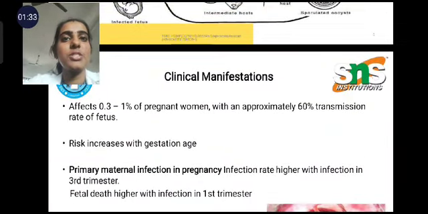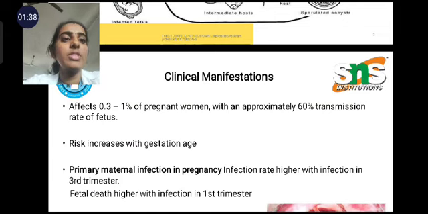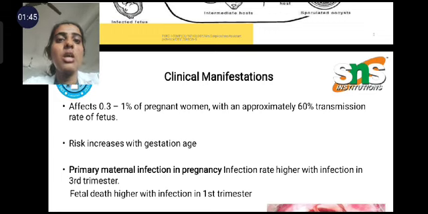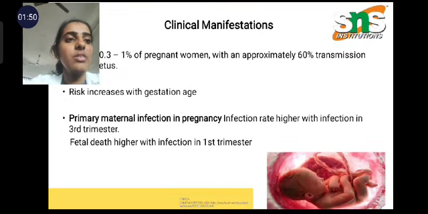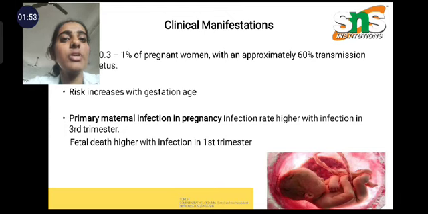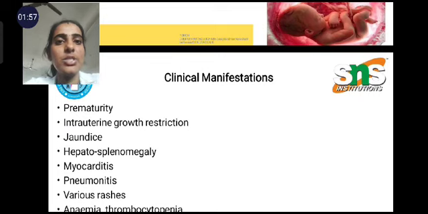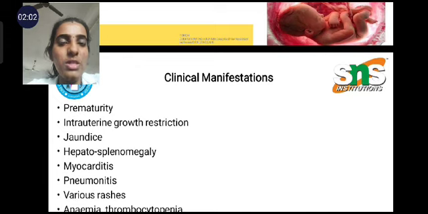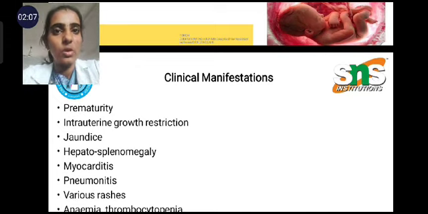The clinical manifestations: it affects 0.3 to 1% of pregnant women, with approximately 60% transmission rate to the fetus. Risk increases with gestational age. Primary maternal infection in pregnancy: infection rate is higher with infection in the third trimester, while fetal death is higher with infection in the first trimester. The clinical manifestations are premature baby and intrauterine growth restriction. If the baby has intrauterine growth restriction, the baby may get autism or Down syndrome.